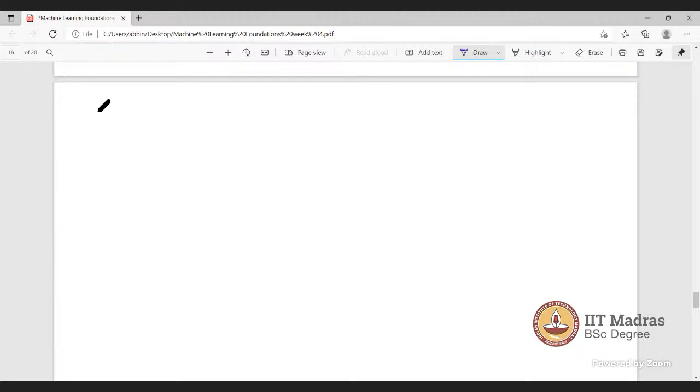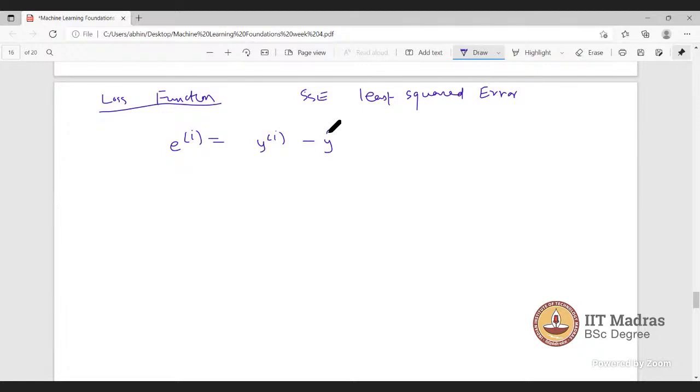Next thing is loss function. So loss function, I think we covered in MLF as well. The loss function that we use for this linear regression model is basically sum squared error, or least square error as we called it in MLF, right? So what it basically is, it is nothing but E_i equals (y_i minus y hat_i) whole square, right? Where y hat is nothing but the predicted values and y is the actual values.